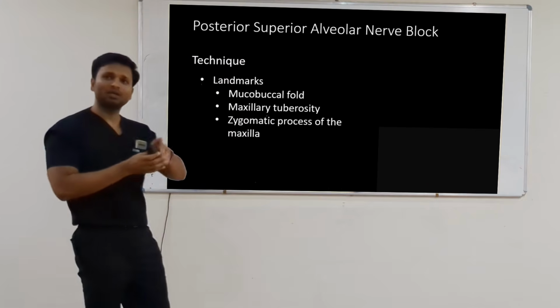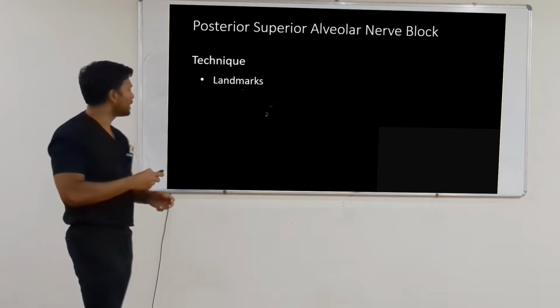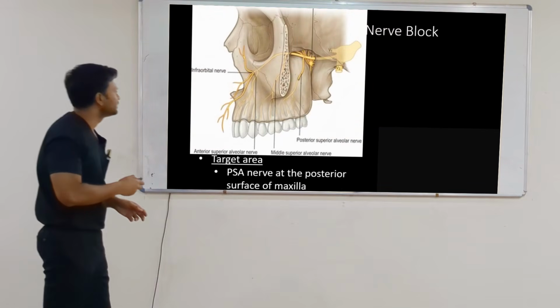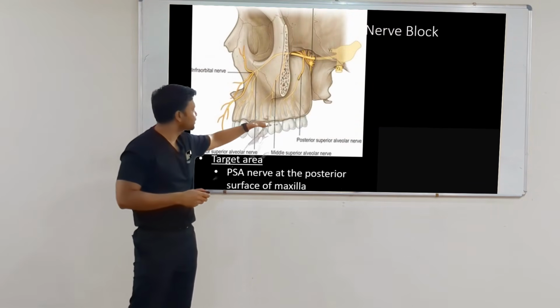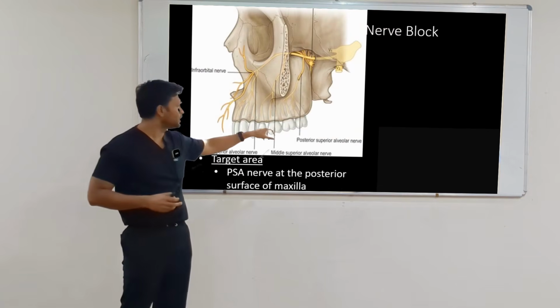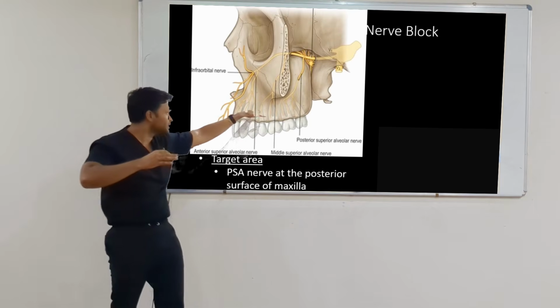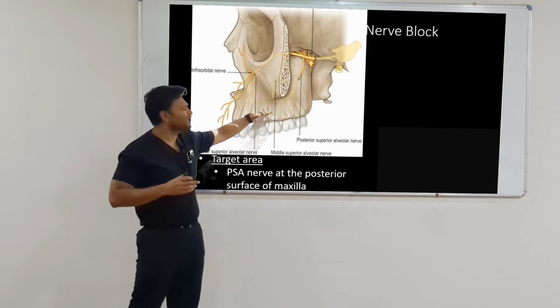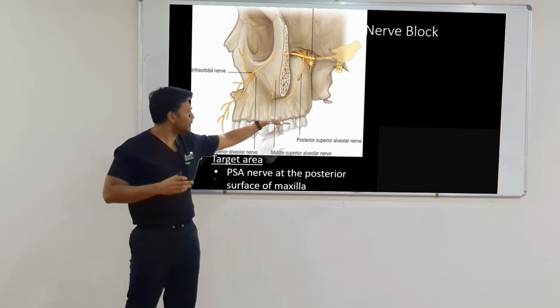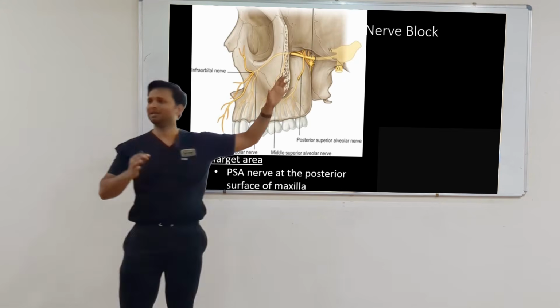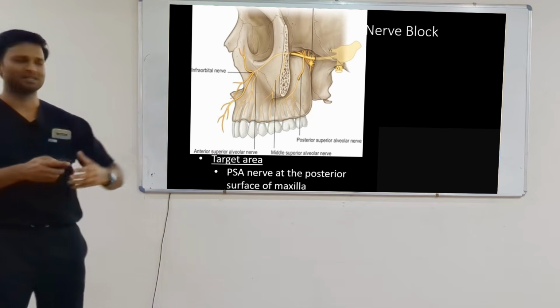The reason we don't insert the needle, let me go back, the reason we don't insert the needle at the depth of the mucobuccal fold in the first molar region is because we have the zygomatic process of the maxilla. Because यहाँ पे insert करेंगे इससे रुक जाएगा. So यहाँ पे जब insert करेंगे, it will go uninterrupted. Okay, there won't be any hindrance.